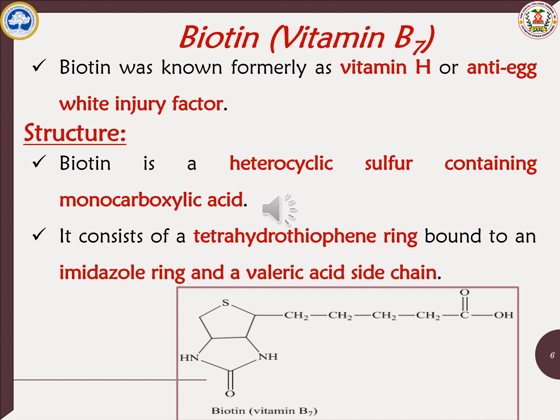When you come to the exact structure of biotin, it is formed by the fusion of an imidazole ring and a tetrahydrothiophene ring with a valeric acid side chain. Here you can see the structure of biotin, where the four CH2 and COOH indicate the valeric acid side chain, which is linked to the tetrahydrothiophene ring, which is fused to the imidazole ring at the bottom. So this is the entire structure of biotin.